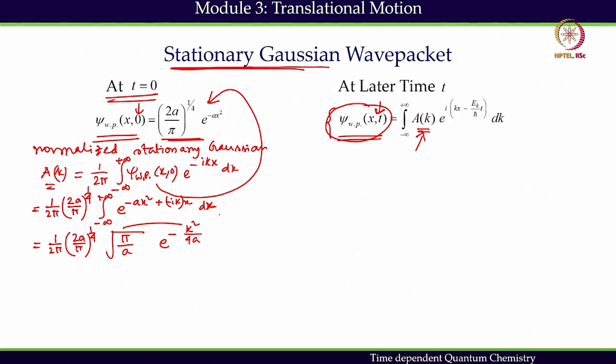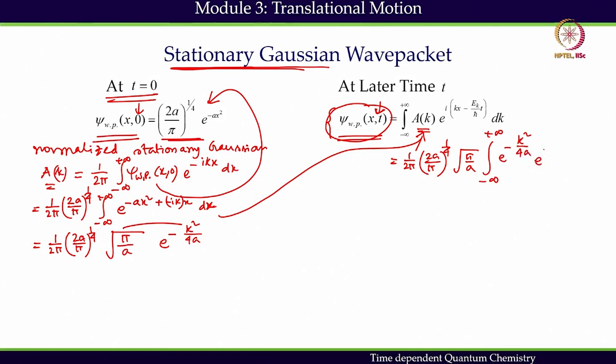So, our task is to plug that in here, and in that case I will get 1 by 2 pi, 2a by pi to the power 1 by 4, pi by a e to the power minus k square by 4a, and then the integral from minus infinity to plus infinity of e to the power minus k square by 4a e to the power i kx minus E t by h cut dk, where E is the kinetic energy given by h cut square k square by 2m.